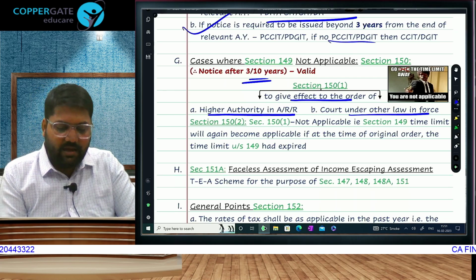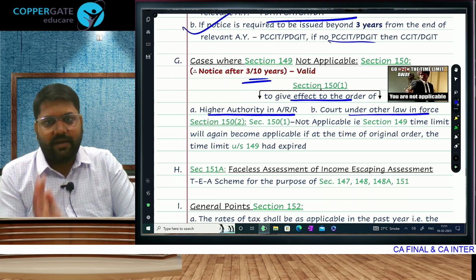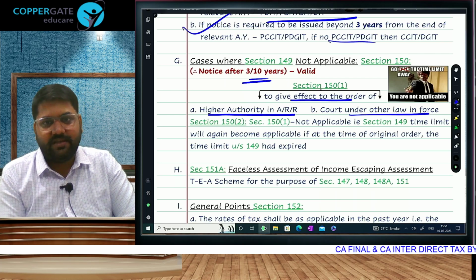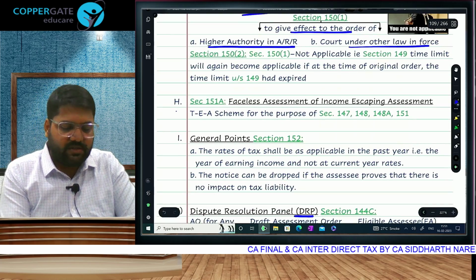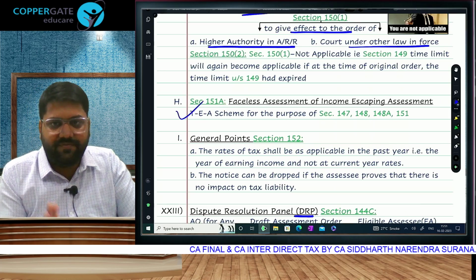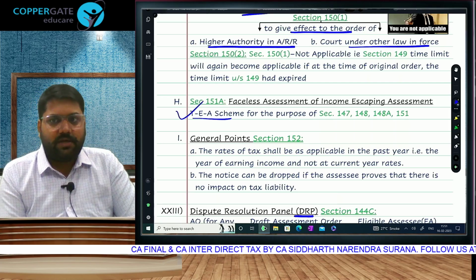in case of clause A, if the original time limit had already expired, then 149 ka time limit is going to be applicable. If at the time of original order, first time when you were assessed, if the time limit had expired, then we cannot use clause A here. All the reassessment proceedings will also now be done faceless. See, other than search and survey, everything is going to happen faceless. The same transparency, efficiency, accountability scheme.